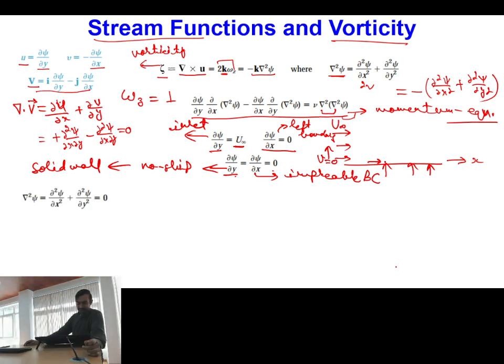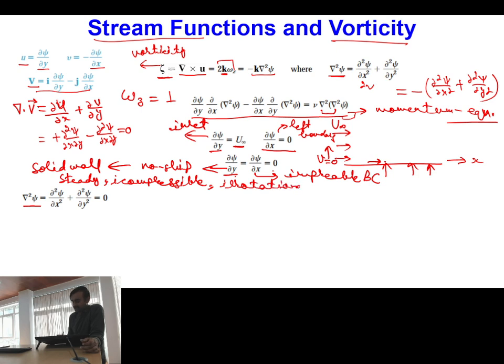Then, as I told you, this Laplacian of psi, del square of psi, is nothing but my vorticity field. Vorticity is nothing but minus of Laplacian of psi. Now, if I take the assumption of steady, incompressible and irrotational flow, what do you mean by steady? It means there will not be any time term. The steady assumption we have already considered here.